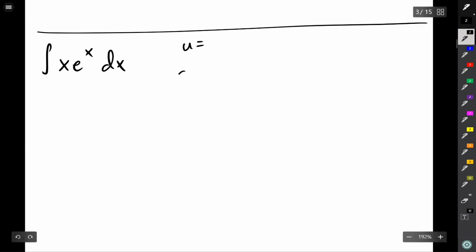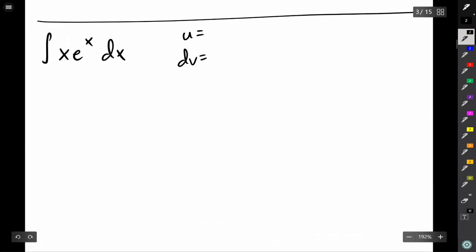When we're choosing our u and our dv, the algebraic part shows up first in our acronym, so we're going to make that x. E to the x is exponential, so it's at the end of the list. Right? So let's say our du is dx here. Our v is e to the x.